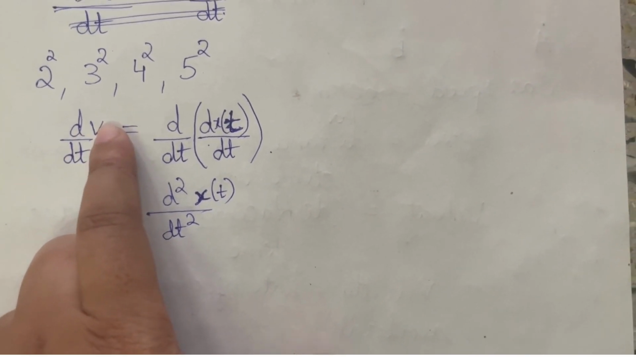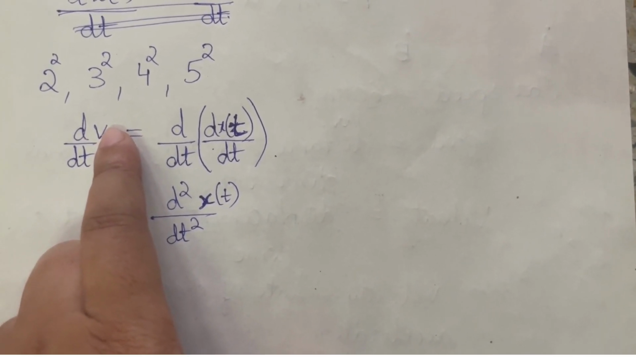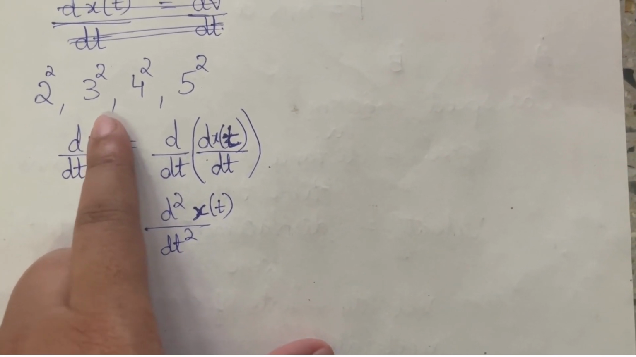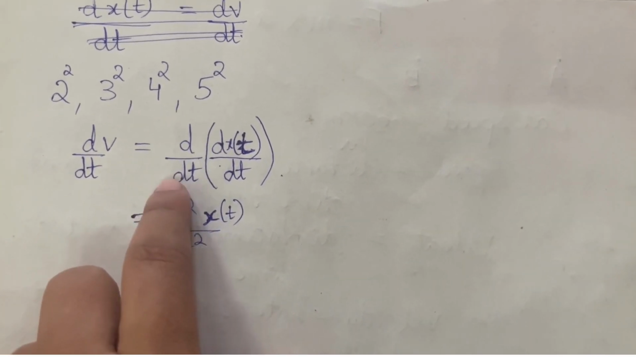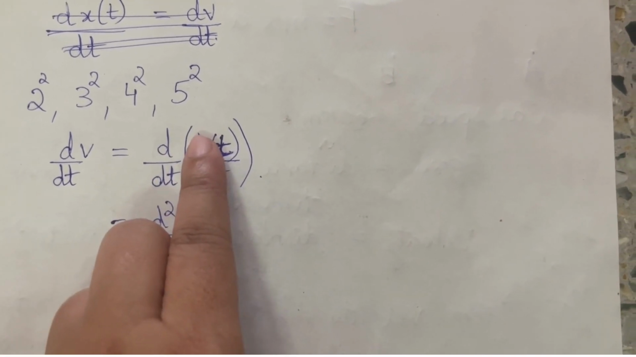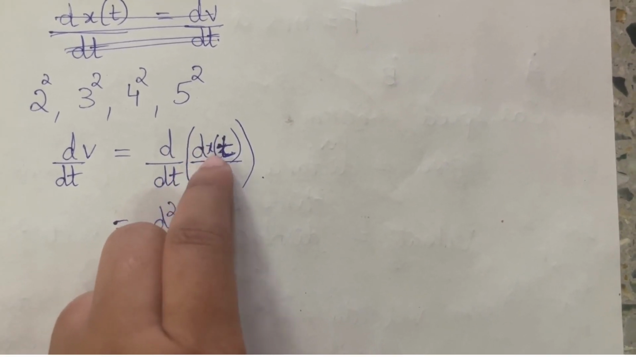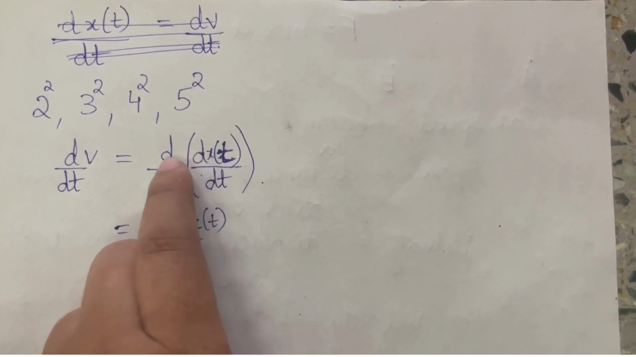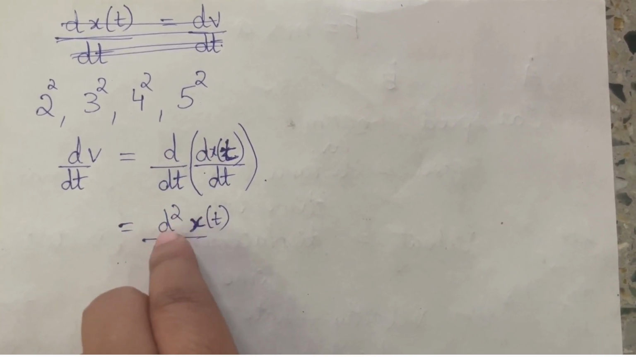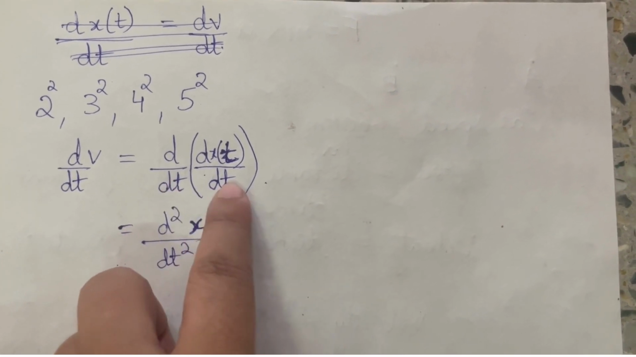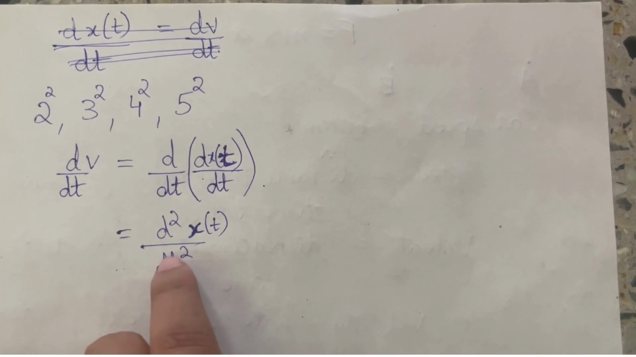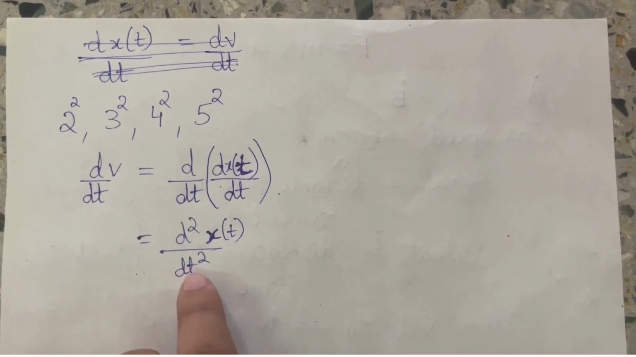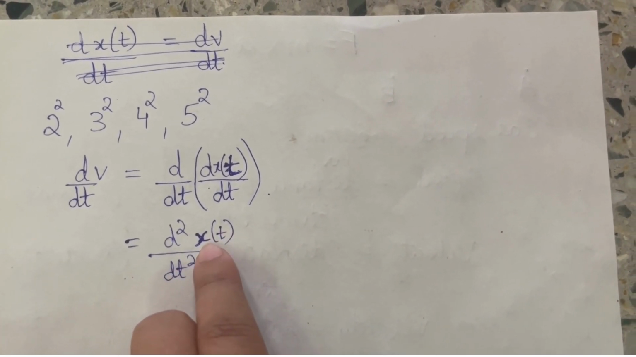Now V is already d by dt of x of t. So instead of this V here, we will write the same thing. I will write d by dt outside. Then instead of V, I will write d of x of t by dt. Now we can see d into d, the same thing is there, that I will put as d square. There is dt and dt, I will put it as dt square. So this is d square x of t by dt square.